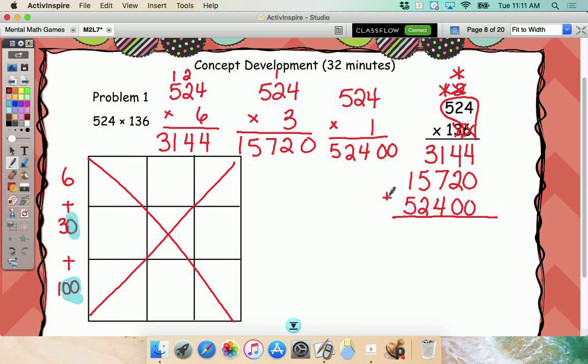Now, guess what we have to do now? Add 3 numbers. Haven't we been practicing adding 3 numbers in drill bingo? Yeah. So this shouldn't be any big deal to us. Go ahead and add 3 numbers.